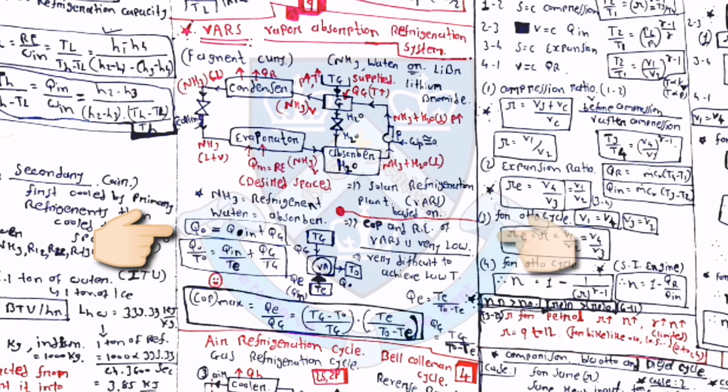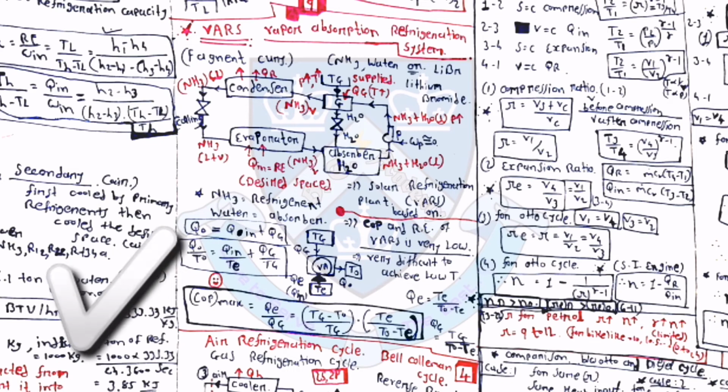Then COP and RE of VARS is very low and it is very difficult to achieve low temperature. This cycle is mainly used in solar refrigeration plants. Then COP maximum is equal to QE by QG is equal to (TG minus T0 upon TG) into (TE upon T0 minus TE). So just this equation you have to remember from the VARS system.